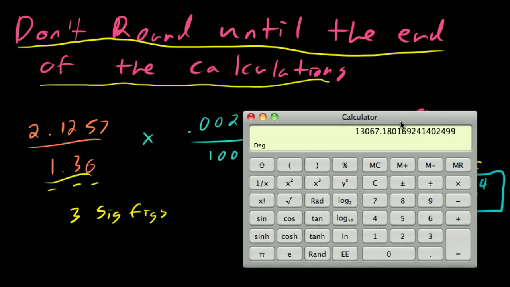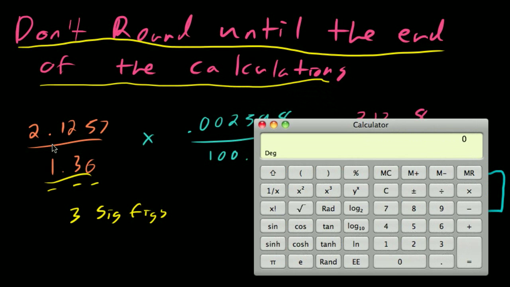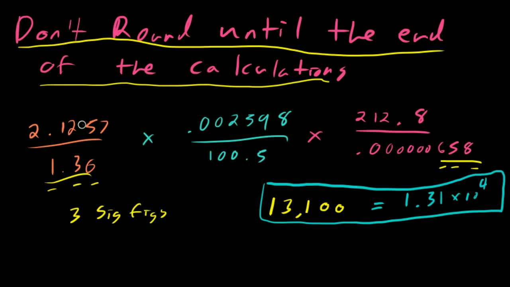So now I'm going to get the calculator out. So we have 2.1257 divided by 1.36. And that gives us this. But remember, I've only got 3 significant figures for this operation. So we had 5 up here on the top, but only 3 on the bottom. So I'm just going to round this and say that this is 1.56. I'll even write that down. So this in orange is just going to be 1.56. And this is what I'm going to use to plug into this blue expression right here.